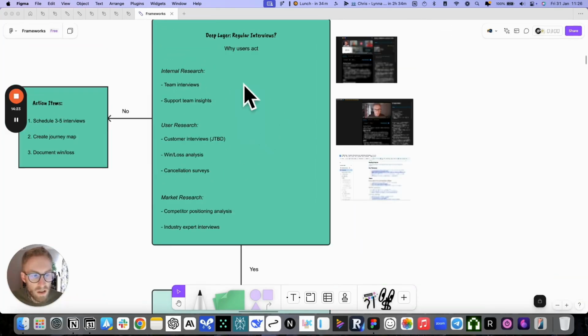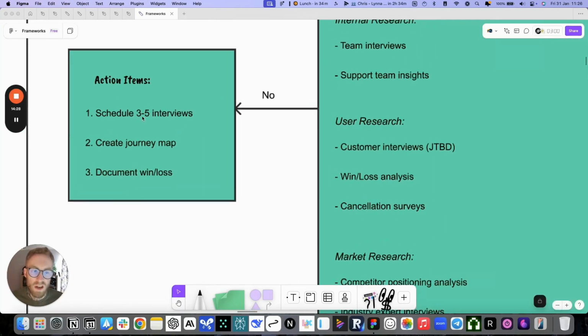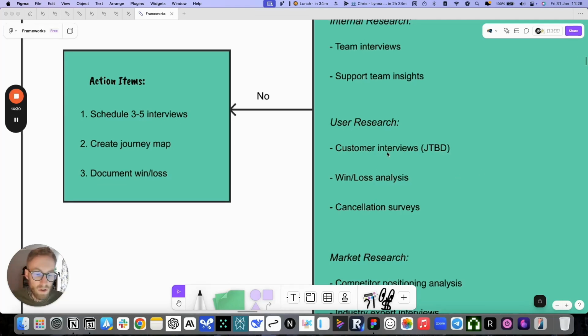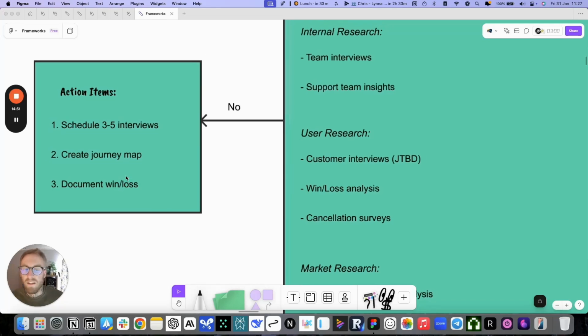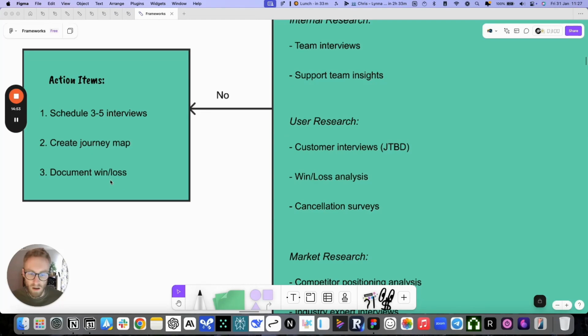If we don't have the majority of this data, what should we do? Schedule 3-5 customer interviews. That's the minimum. We try to always do at least 7 to 10 per segment if possible. Create journey maps. So understand what is the journey that they need to go through to actually convert and what are the journey paths that don't convert. And then if needed, also document win-loss. So win-loss cases, the accounts that you win, the accounts that you lose, and why especially.